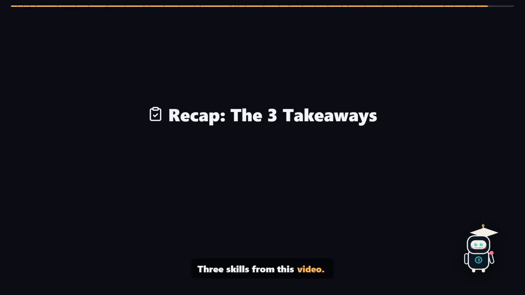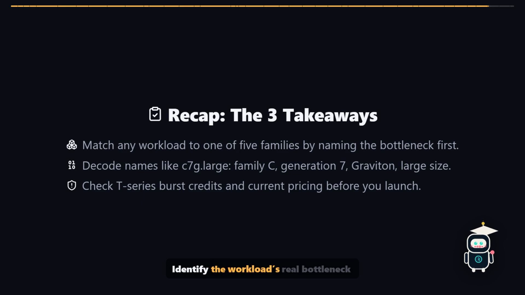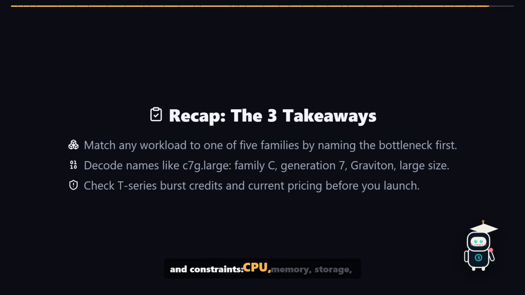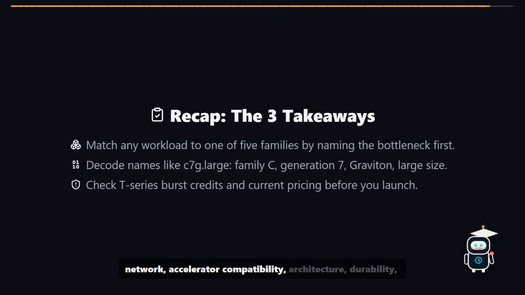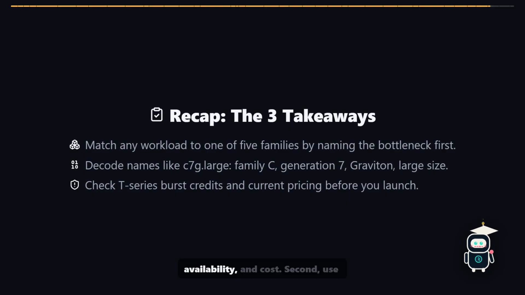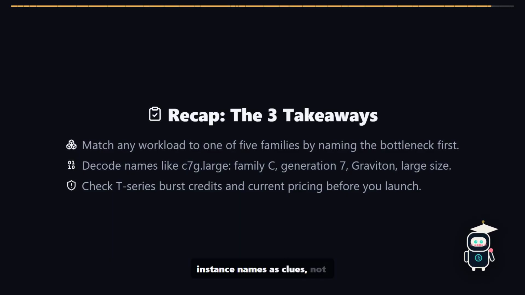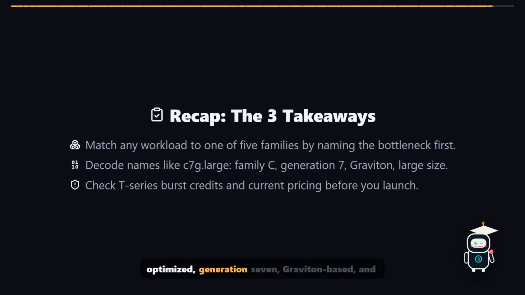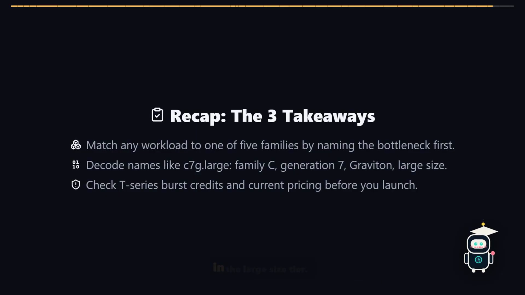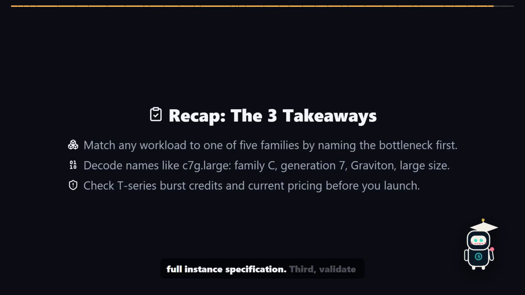3 skills from this video. First, diagnose before you choose. Identify the workload's real bottleneck and constraints: CPU, memory, storage, network, accelerator compatibility, architecture, durability, availability, and cost. Second, use instance names as clues, not as complete specifications. A name such as C7G large tells you that the type is compute optimized, Generation 7, Graviton-based, and in the large size tier. It does not replace the full instance specification.